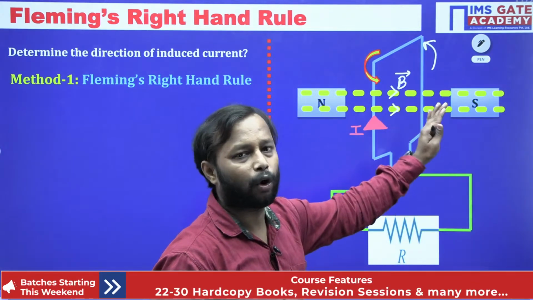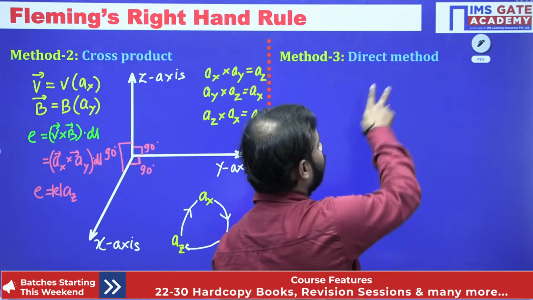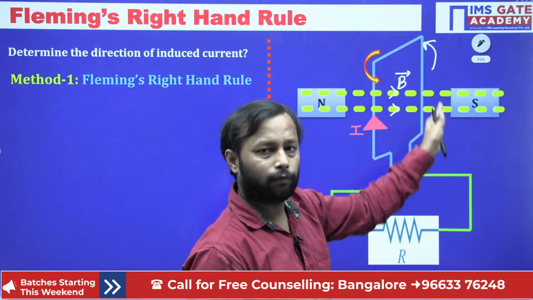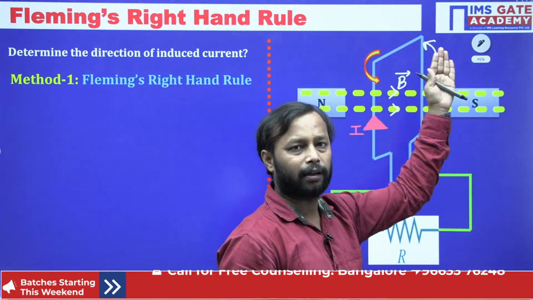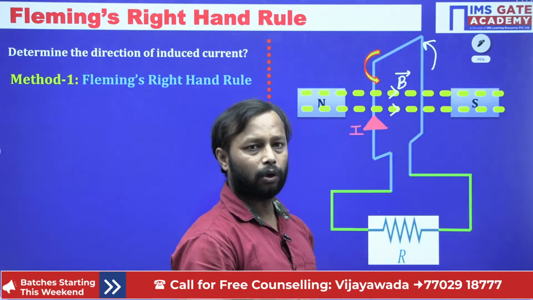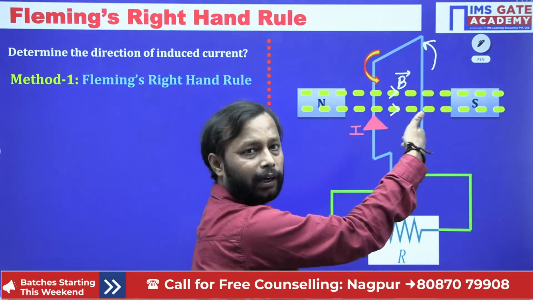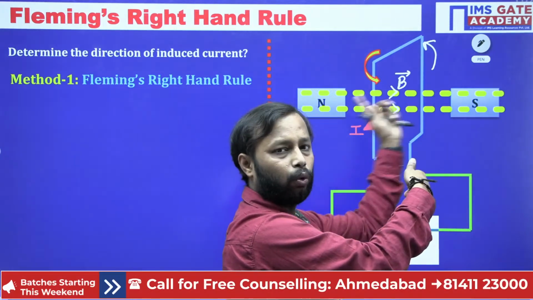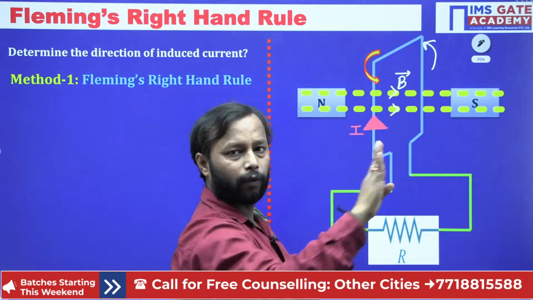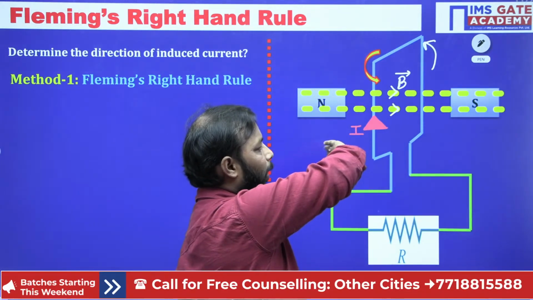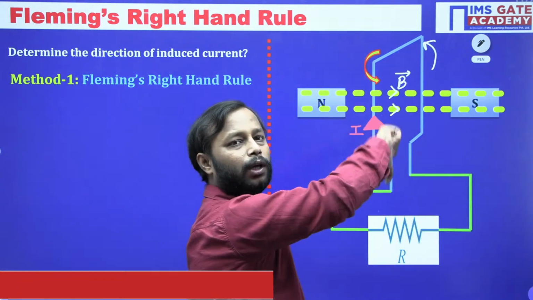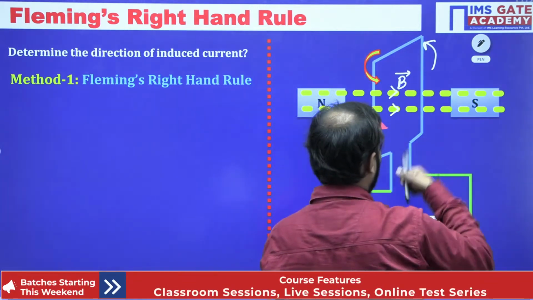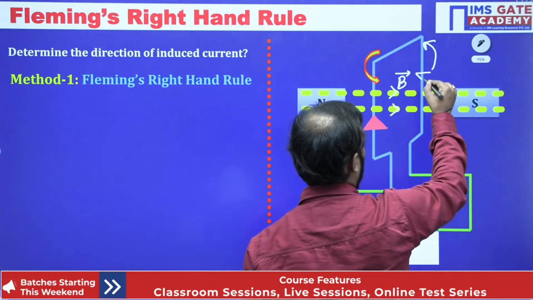Done. Let us use the same concept, the third rule, which is the direct method. Here, for this conductor, the movement is inside the board, isn't it? So velocity is in this direction, inside the board. But the direction of magnetic field is from left to right. So curve this forefinger in the direction of magnetic field like this. Then the thumb shows the direction of induced current, which is downward. So here I have proved to you the direction will be downward.